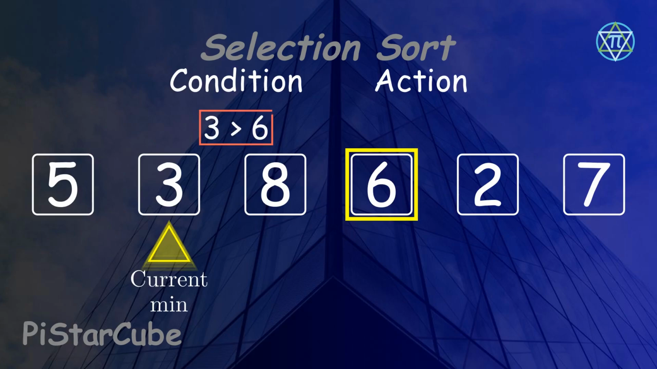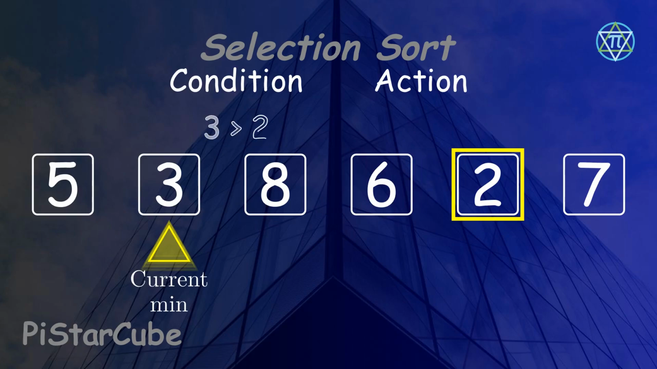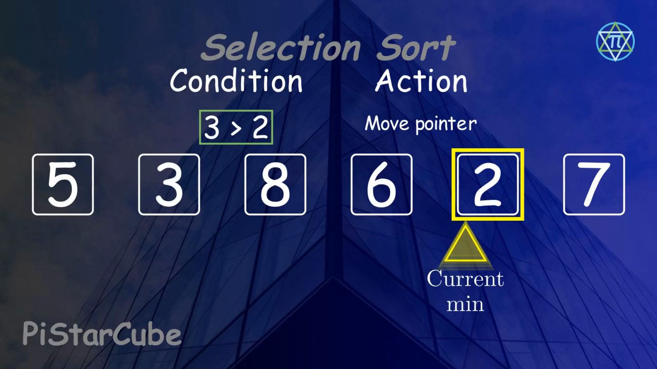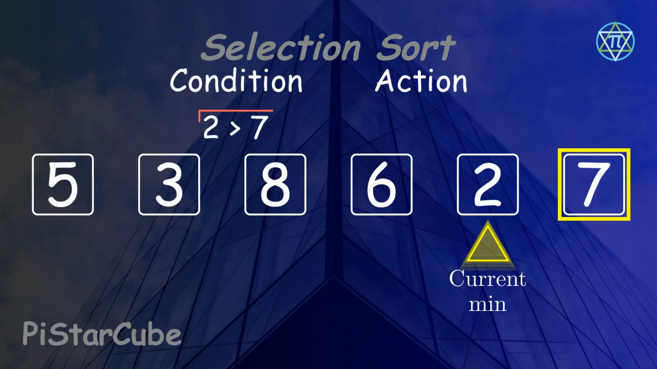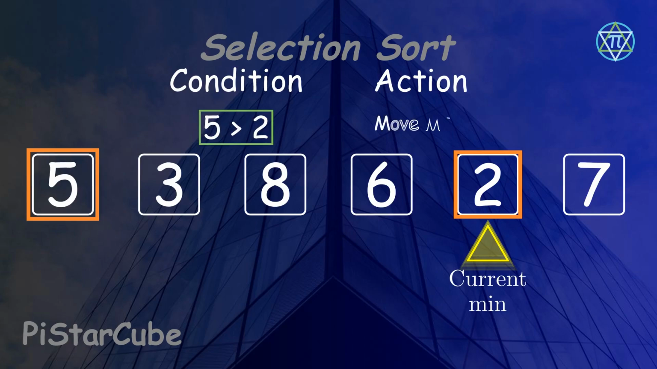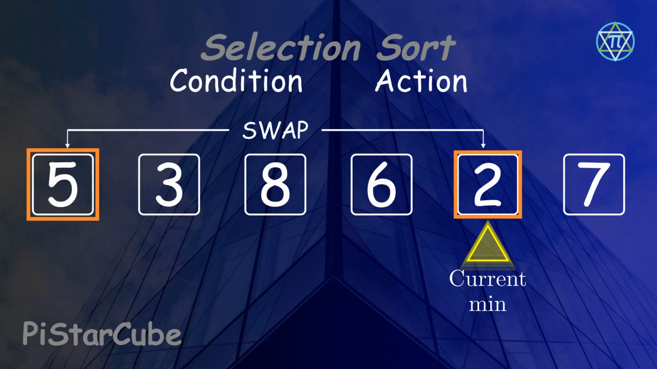Then 3 and 6, again no swap. Then 3 and 2. Since 3 is greater, we move the pointer to 2. So finally we compare 2 and 7. No swap is needed over here. At this point, we have identified the minimum element 2. So we swap it with the first unsorted element, that is 5.